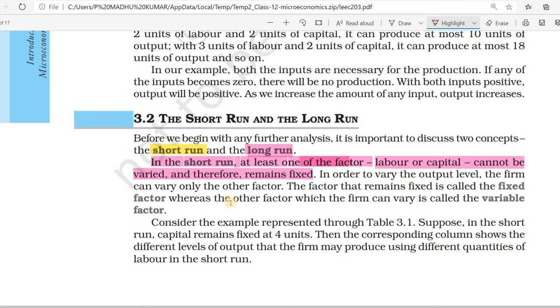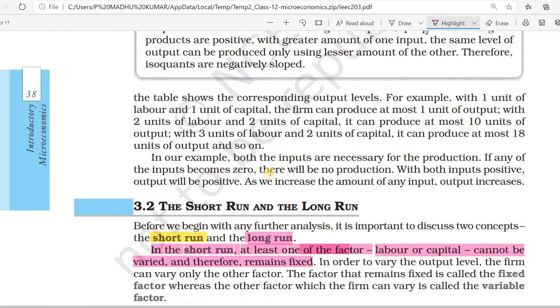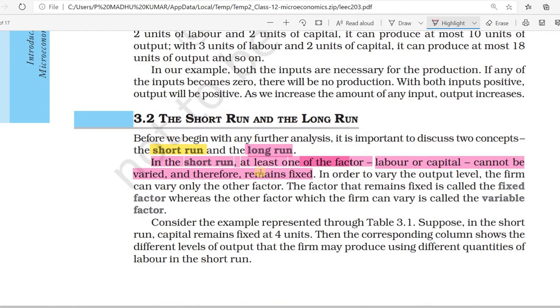In this class we will study the short run and the long run. Last class we studied isocost and why it is sloping downwards. Then we studied the different factors of production. The main factors of production are labor and capital.